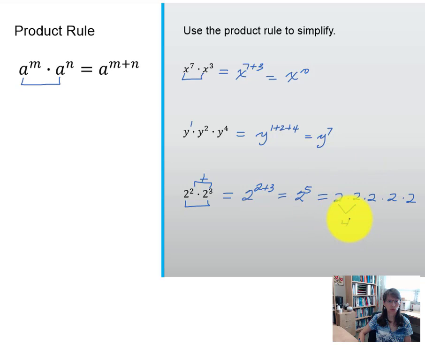2 times 2 is 4. Another 2 times 2 is 4. And then times another 2. 4 times 4 is 16 times 2. 16 times 2 makes 32. So the final answer is 32.